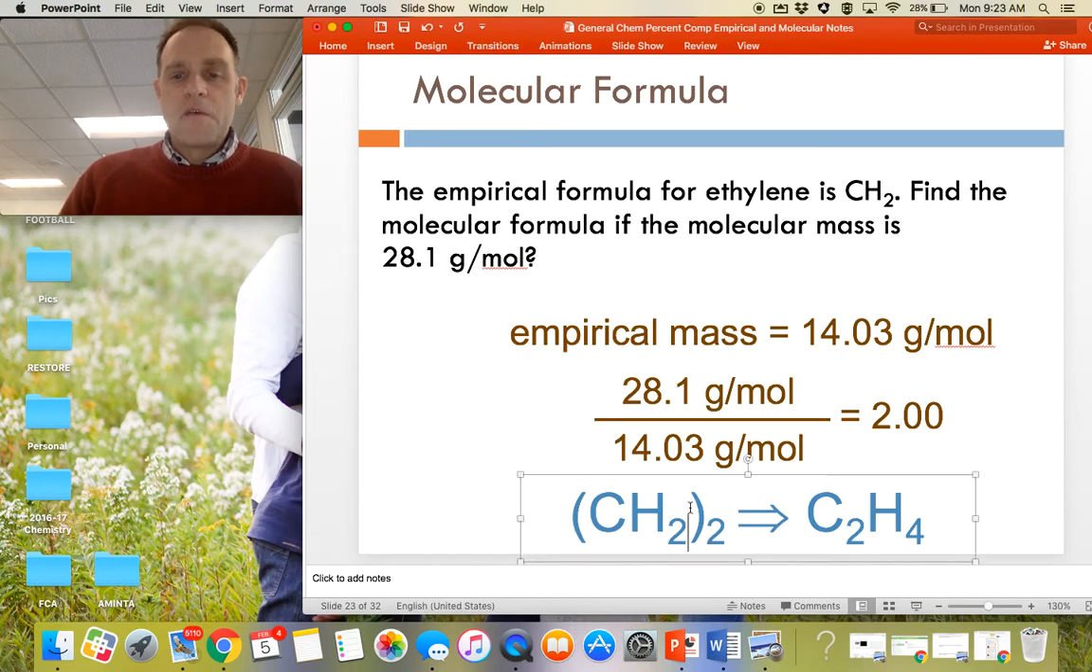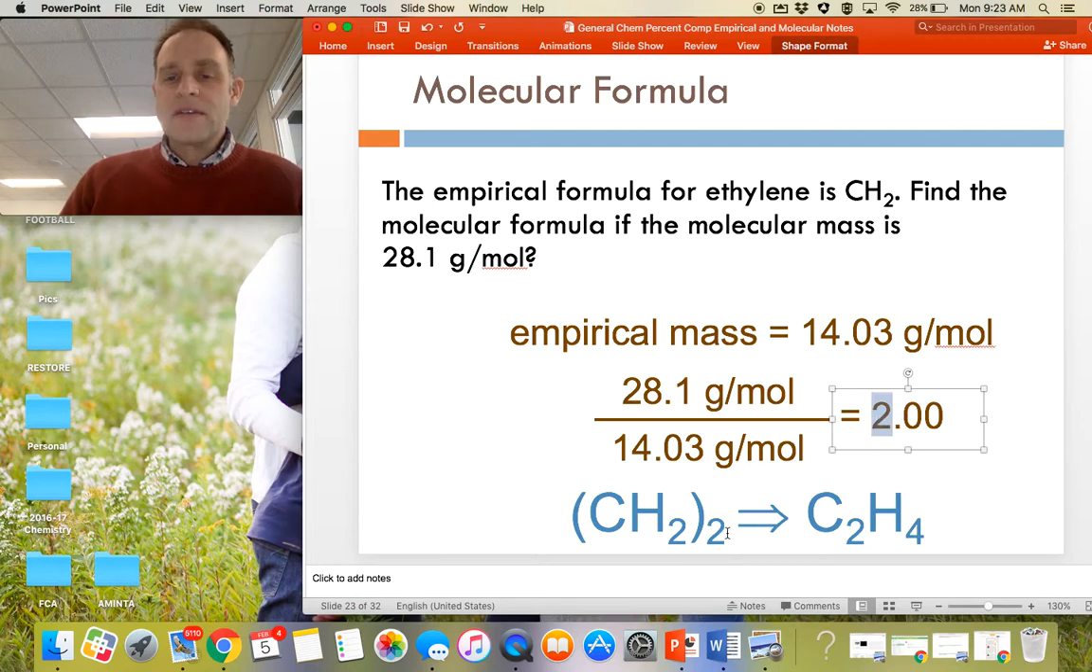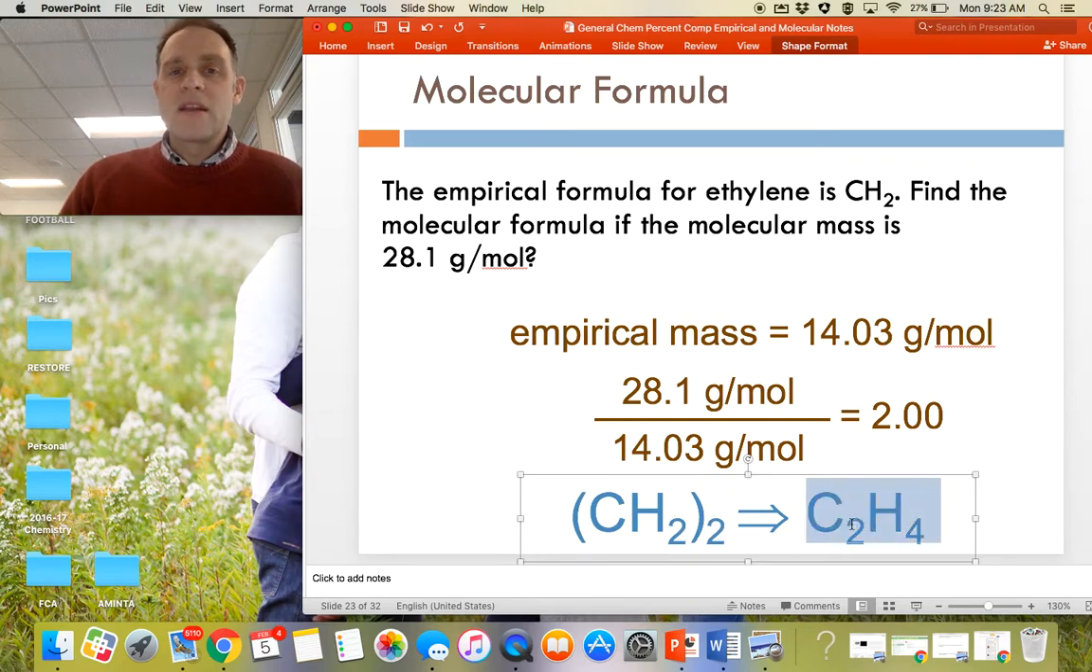So my empirical formula was initially CH2. I'm going to take this as my N, right? That 2 is going to go right here. I'm going to plug that into N, and then I multiply it out. Now I have C2H4. 2 times 2 is 4. This is my molecular formula.